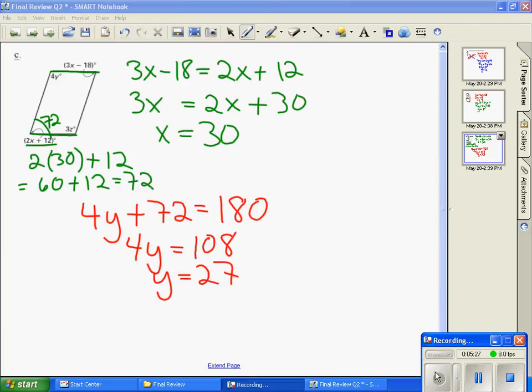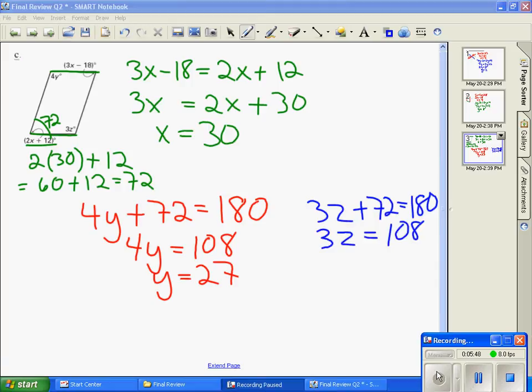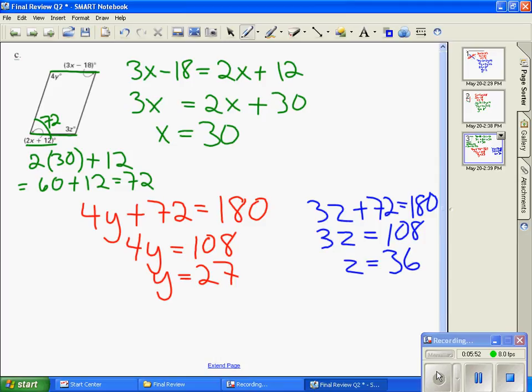We do the same kind of thing for z. So 3z plus 72 equals 180. Again, subtract 72 from both sides. So z equals 36. That was the last variable we needed.